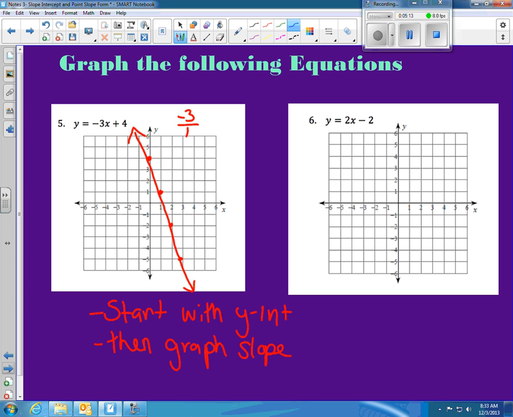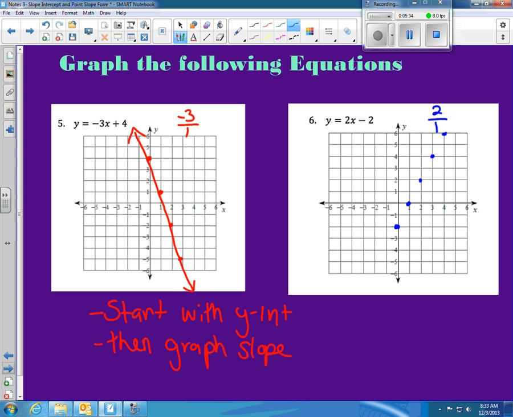Number 6, again, we're going to start with the y-intercept. So our y-intercept this time is a -2. And then I'm going to do my slope. My slope, remember, let's think about it as a fraction, 2 over 1. So I can go up 2 and to the right 1 because they're both positive. Up 2 to the right 1, up 2 to the right 1, up 2 to the right 1.